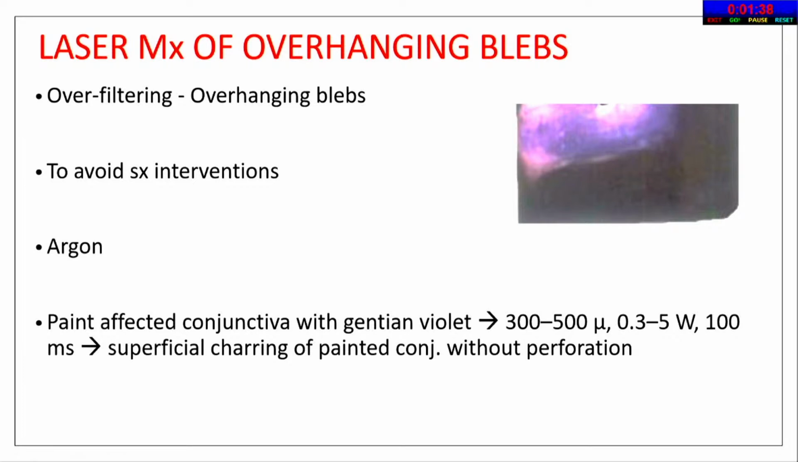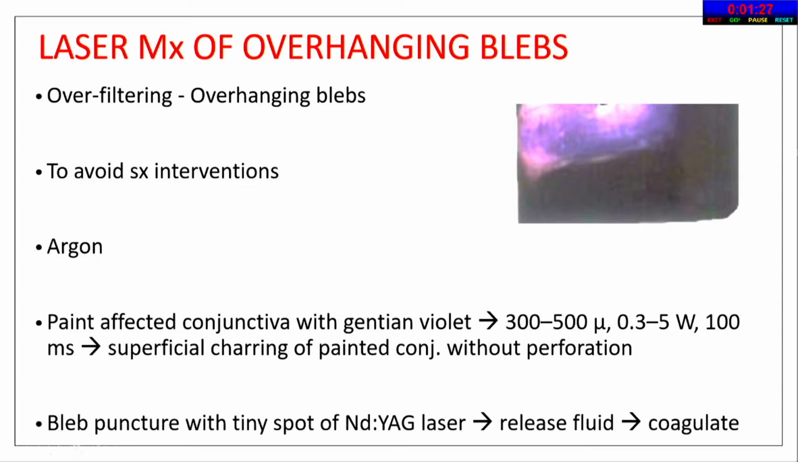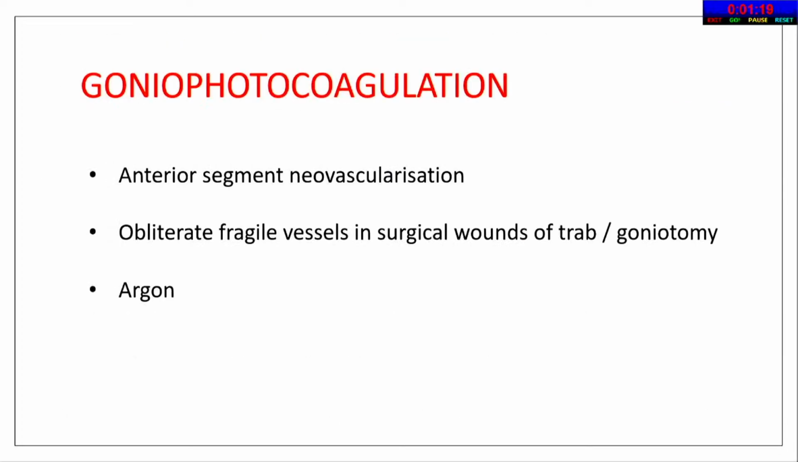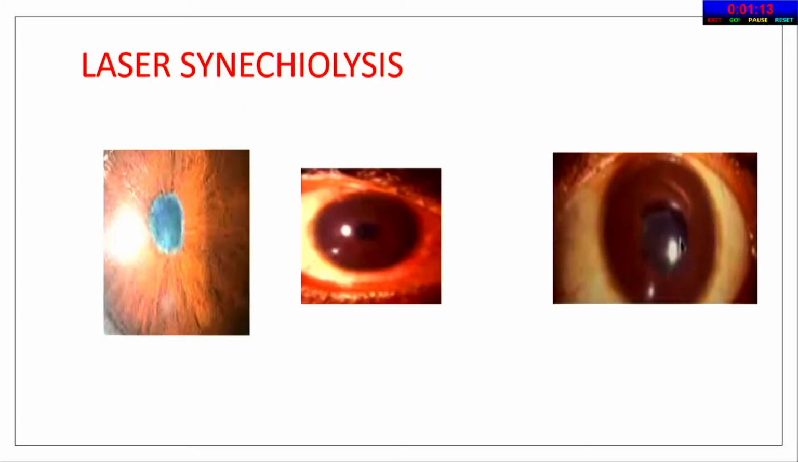And then with very low parameters, you just char the superficial surface of that bleb. You just coagulate it so that it shrinks down. Sometimes if this is not possible, using an Nd:YAG laser, you can create a small rupture in the bleb, which will allow the aqueous to flow out, and then you can coagulate the area and close it. Sometimes new vessels are present in your surgical wounds, which can be gonio-photocoagulated using argon laser.